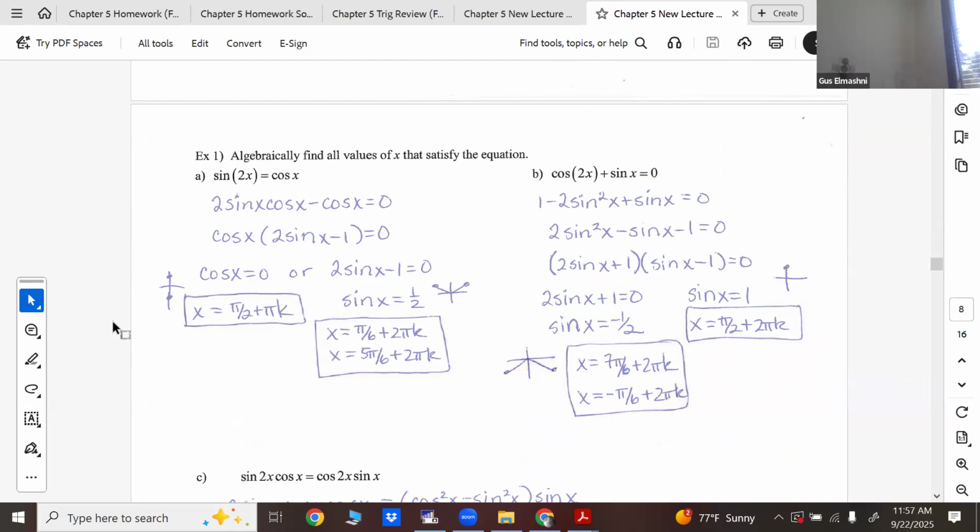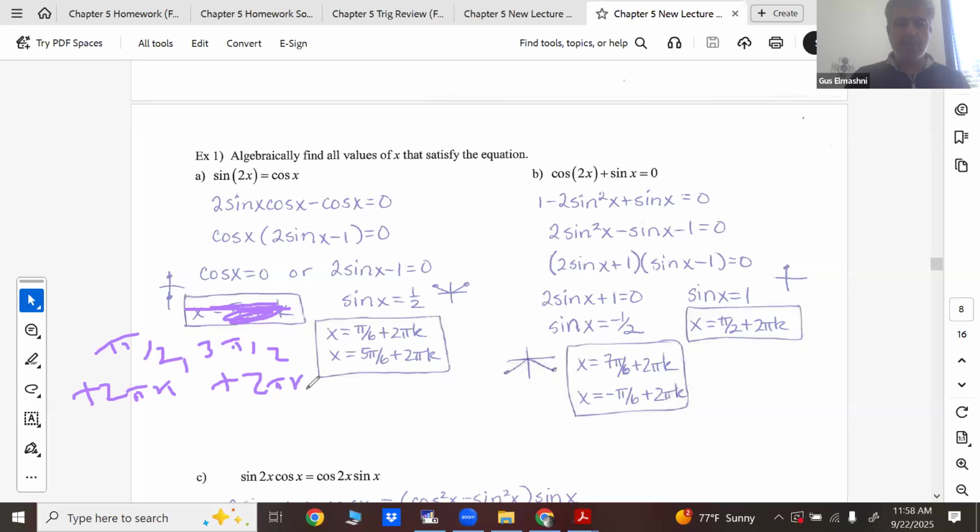Cosine x equals 0 at pi over 2 and 3 pi over 2. Whoever did this answer got kind of cute and said, let's just do pi over 2 plus pi k. That's really cool because it does include 3 pi over 2. But if you want to say, here are my answers, pi over 2 and 3 pi over 2, and I'm going to put plus 2 pi k after each one, that's fine too.